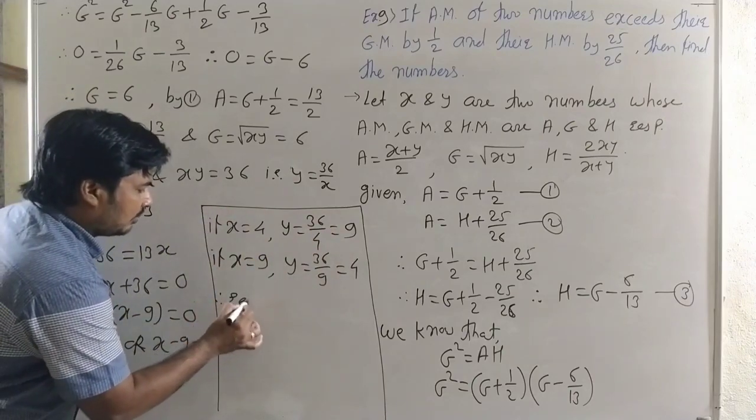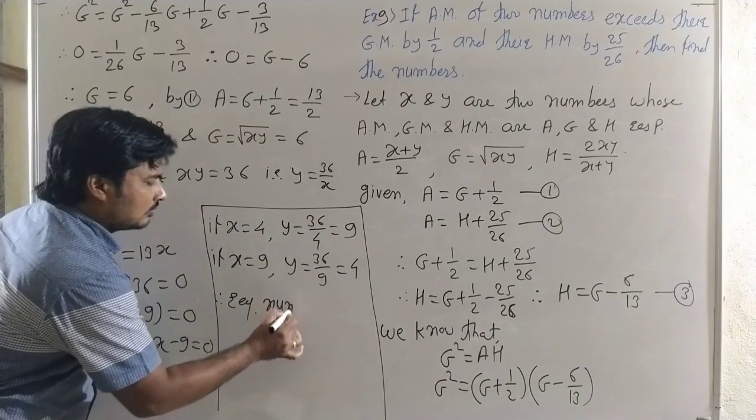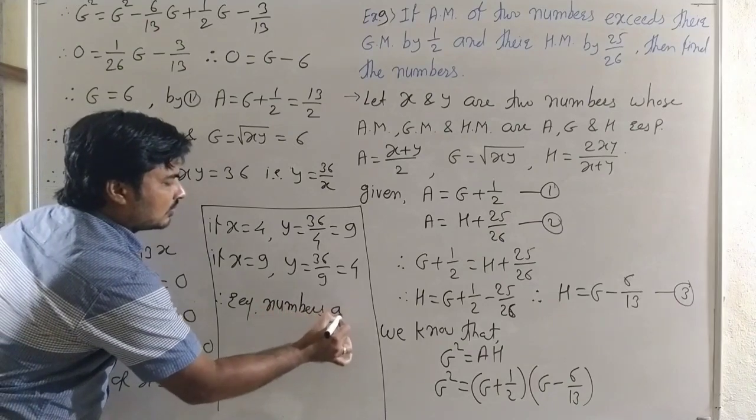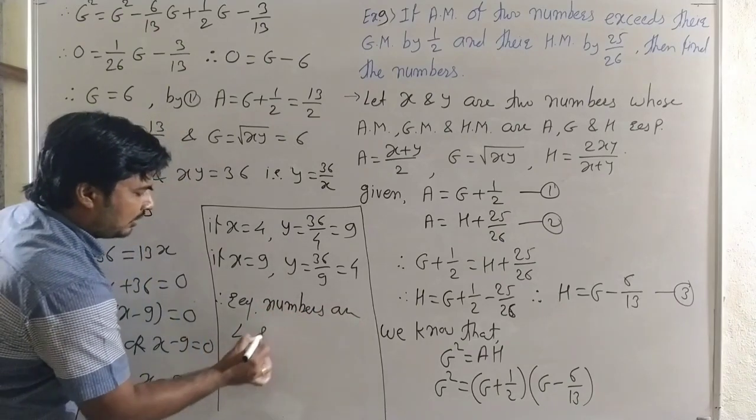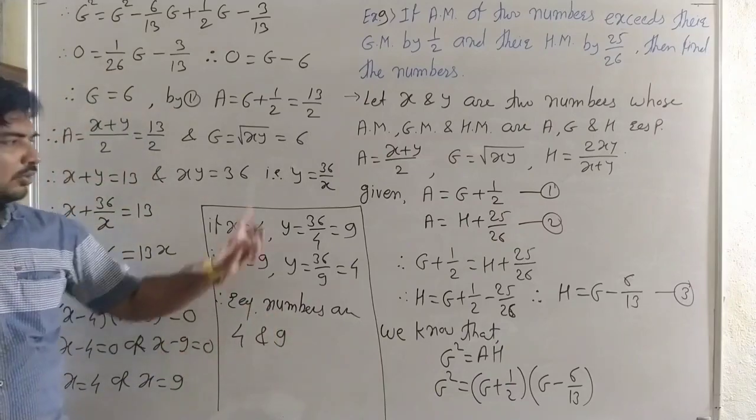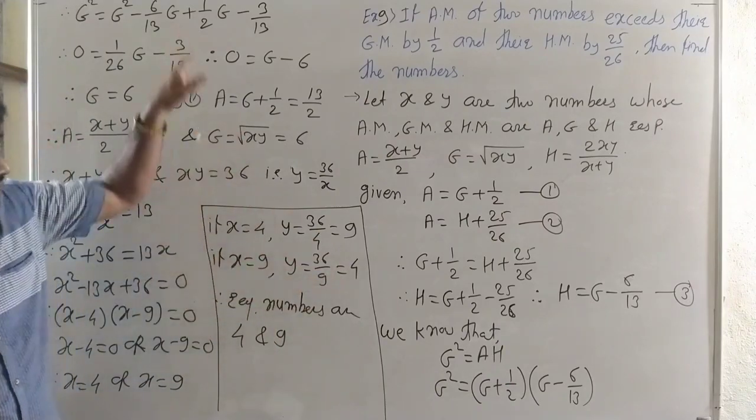That means the required numbers are 4 and 9 or 9 and 4. Therefore the required numbers are 4 and 9, or 9 and 4. See carefully this.